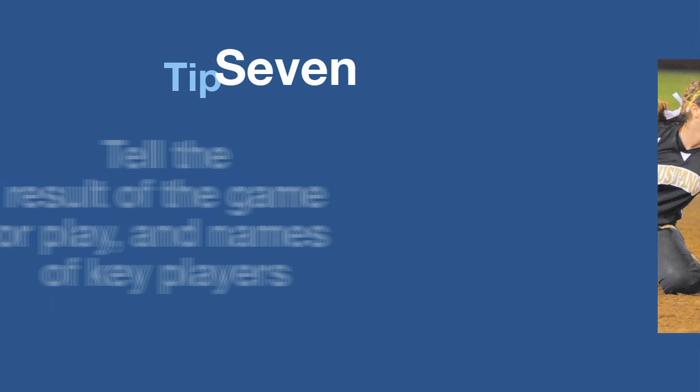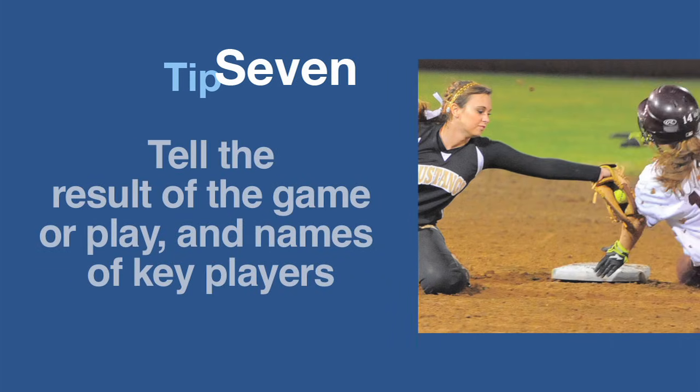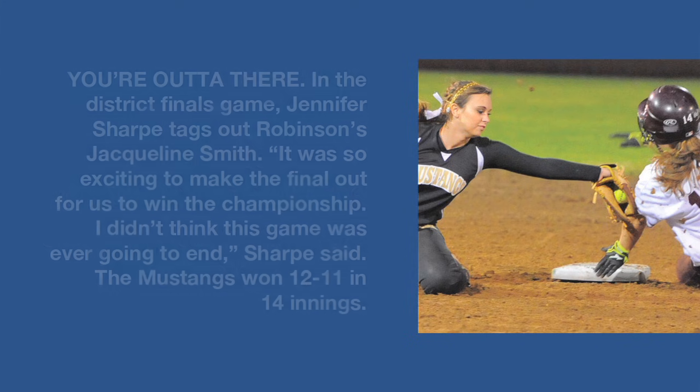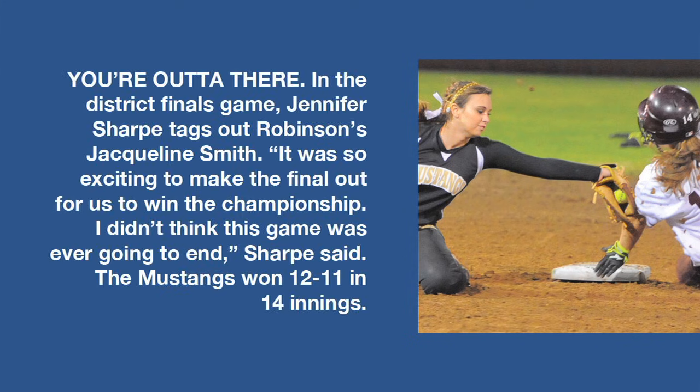Tip 7. In sports, tell the result of the game or play, as well as names of key opposing players. Nothing completes a sports caption better than giving details. The reader can't tell that this is a picture of a play that gave them the championship. "You're out of there. In the district finals game, Jennifer Sharp tags out Robinson's Jacqueline Smith. 'It was so exciting to make the final out for us to win the championship. I didn't think this game was ever going to end,' Sharp said. The Mustangs won 12-11 in 14 innings."